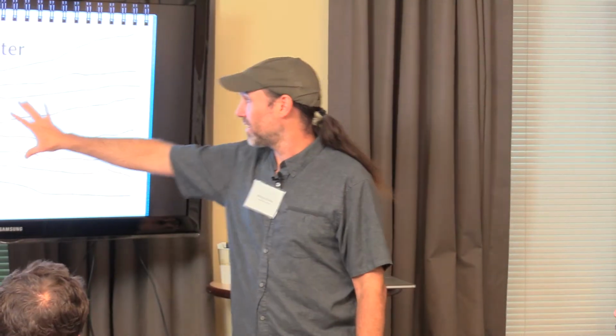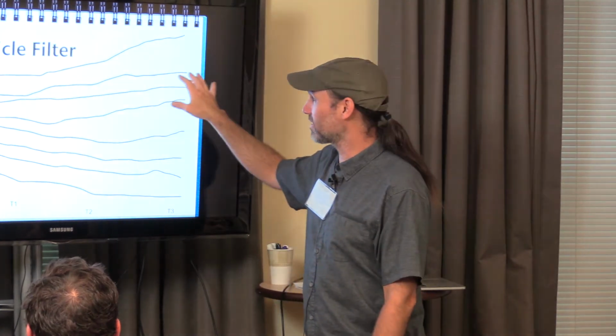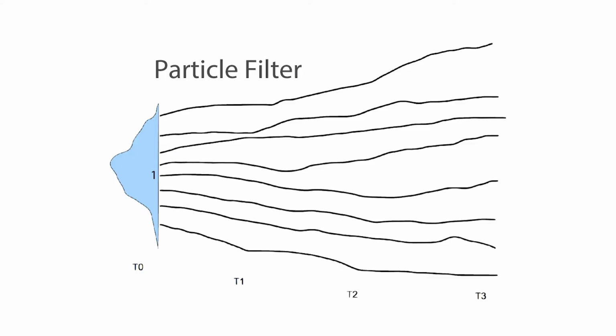So this is my set of samples, and the particle filter essentially calls each ensemble member a particle. So that's where it gets its name. It's envisioning these as particles moving through.